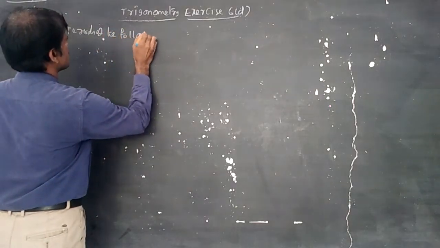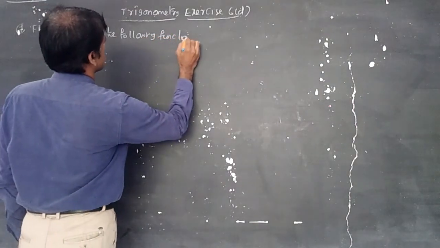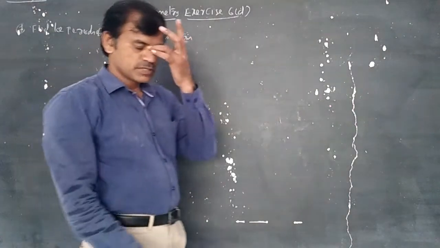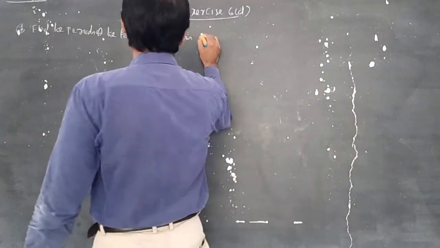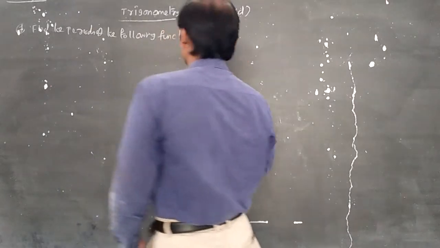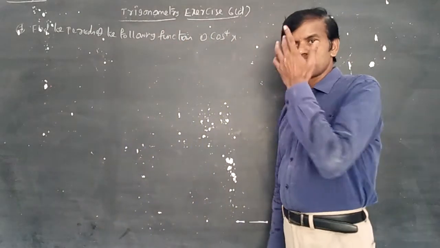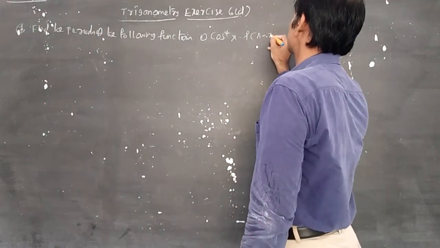Find the periods of the following functions. First one, cos power 4x. Here we can apply f of pi plus x.